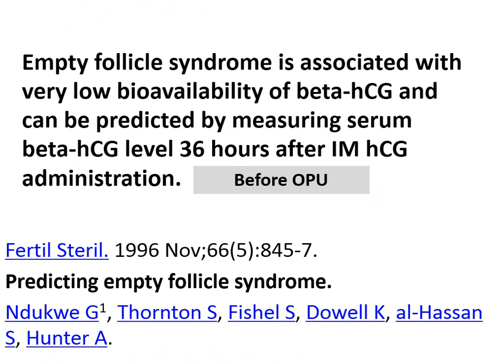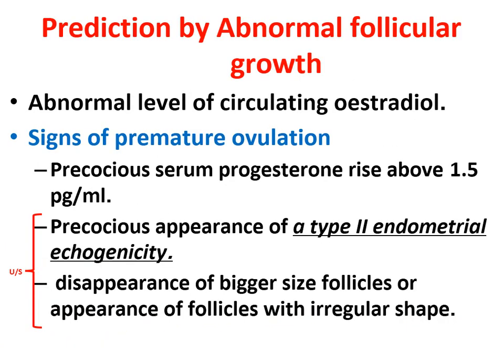So empty follicle syndrome is associated with very low bioavailability of beta HCG and can be predicted by measuring serum beta HCG level 36 hours after HCG injection intramuscularly, before the ovum pickup. And this is a very important step. You can predict the empty follicle syndrome when you do just beta HCG for this patient. If it is low at that time, this means that she is liable to have empty follicle syndrome.